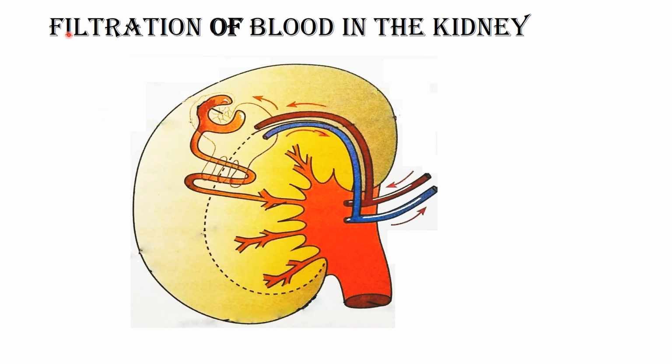Students, we will now start our today's lesson, that is filtration of blood in the kidney. As you all know, the kidneys are the main organs responsible for the filtration of blood. The dirty blood enters into the kidney from the renal artery. The renal artery brings the dirty blood inside the kidney for filtration.